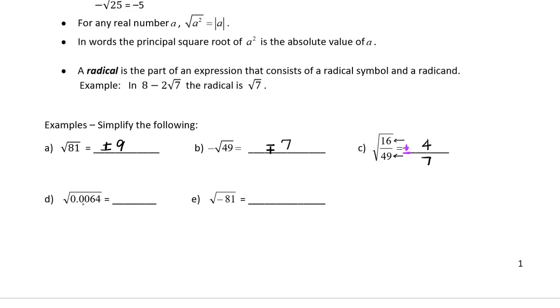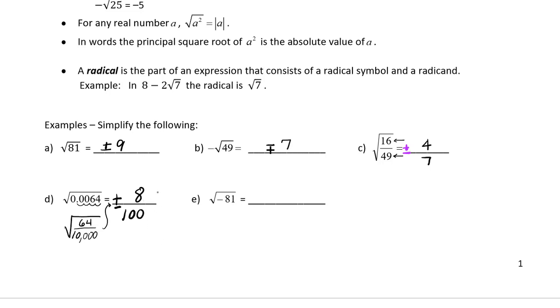In part D, we have 0.0064 under a radical. I'm going to rewrite this as a fraction. Remember, if you have tenths, hundredths, thousandths, ten-thousandths, you can write this same radical as a fraction: 64 over 10,000. 10,000 is a perfect square, and so is 64. So we can write this as plus or minus 8, because 8 times 8 equals 64, and 100, because 100 times 100 will get you 10,000.